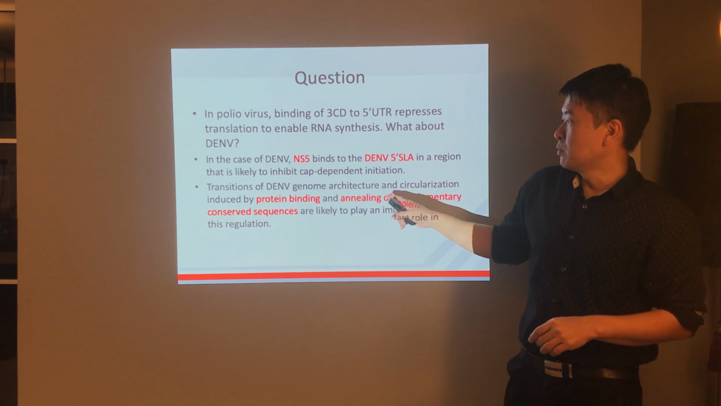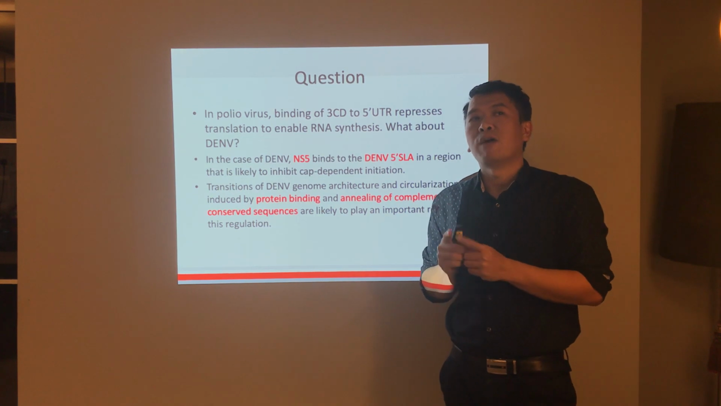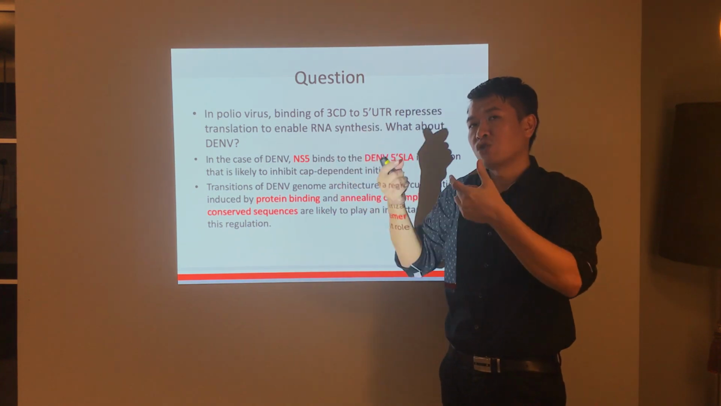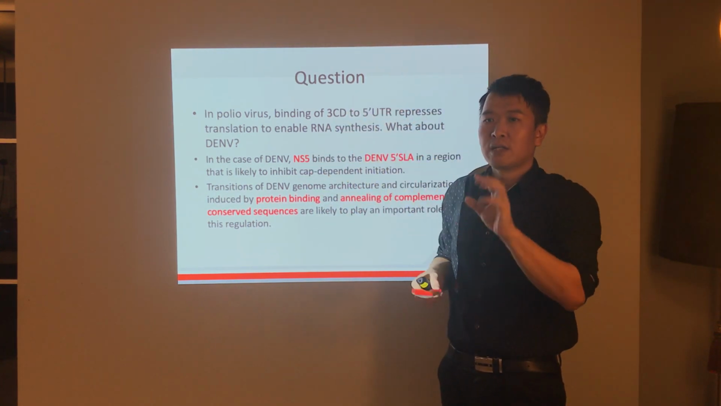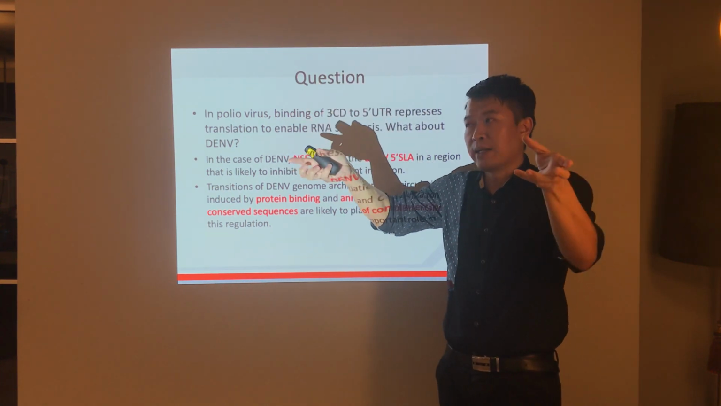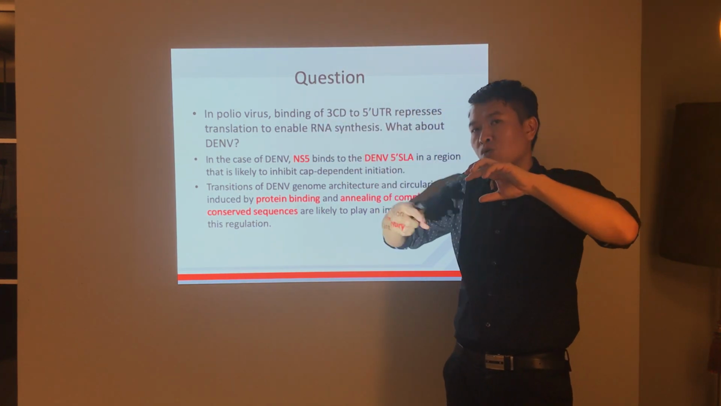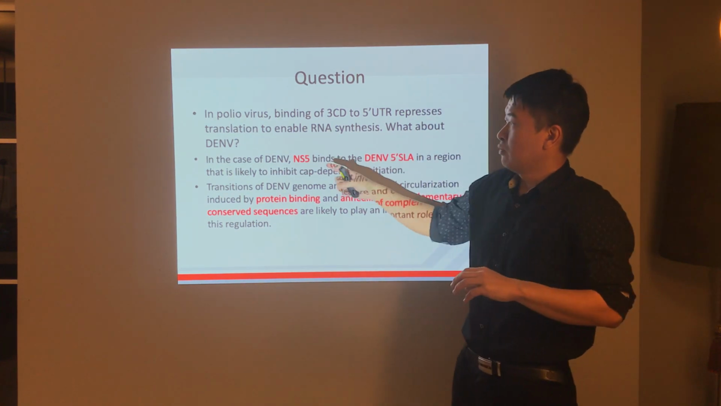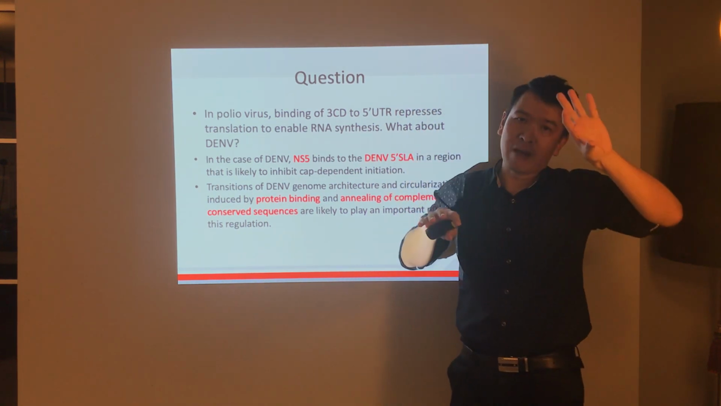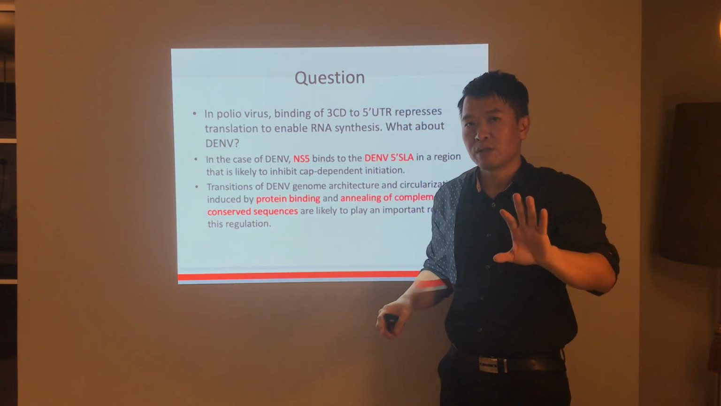So this is the transition of the dengue genome architecture, circularization, induced by protein binding. Now, there's one very important point: during replication, the RNA of the genome will also be circularized. Remember in poliovirus, you have 3CD that binds to the 5' end and 3CD that binds to the 3' end, then the RNA starts to circularize. This will enhance the replication of the viral genome. So NS5 also needs to circularize their RNA. However, they don't have 3CD like in poliovirus. So NS5 is the one that just stops the translation.